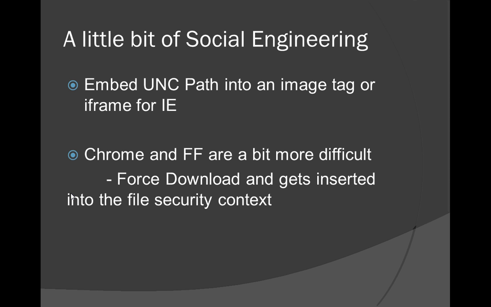The second method he talks about involves a few things with social engineering. You can embed a UNC path into an image tag or iframe for IE, so you send them an HTML page link with an embedded UNC path, so it tries to connect to a share, and then Windows will auto auth and you have it. In Chrome and Firefox, it's a bit more difficult because they have the file security context. So his workaround for that was a forced download, which basically creates an entry into the file security context that says, yeah, this share is trusted, and go ahead and download from it.